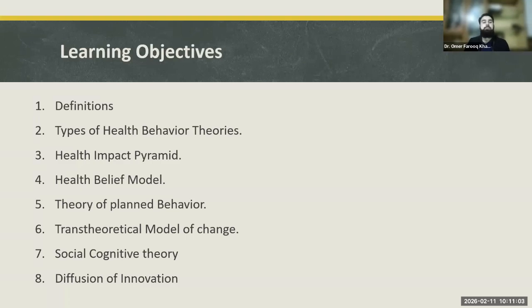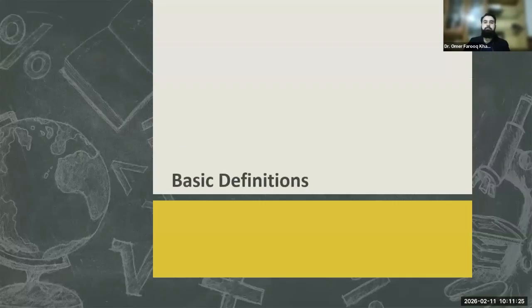So the health behavior theories are the health impact pyramid, health belief model, theory of planned behavior, trans-theoretical model of change, social cognitive theory, and then diffusion of innovation. This diffusion of innovation is not a theory, it's basically a model where we discuss how people adopt new innovations in their lifestyle.